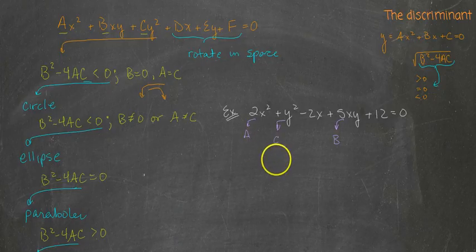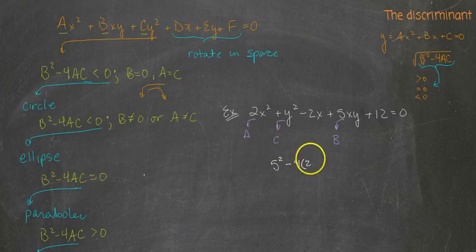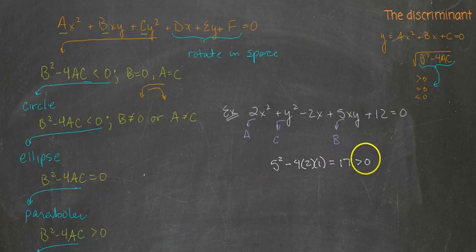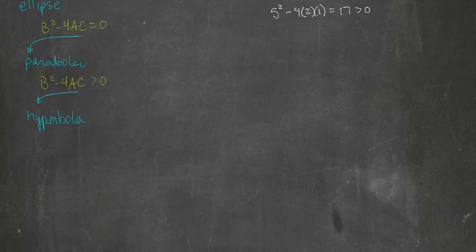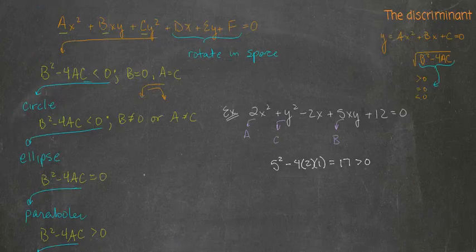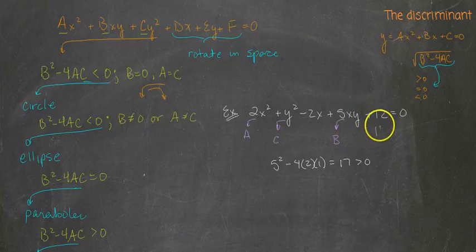So now I calculate the discriminant. I get 5 squared minus 4 times a, which is positive 2, and c is a positive 1. So that's 25 minus 8 is 17, which is greater than 0. So I'm looking at a hyperbola. I can safely say that this equation is going to give a hyperbola.